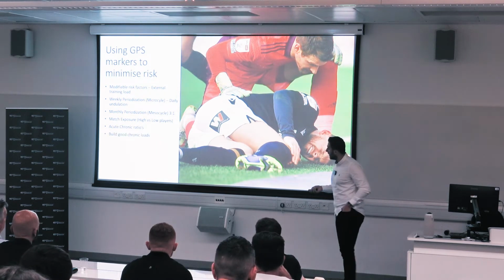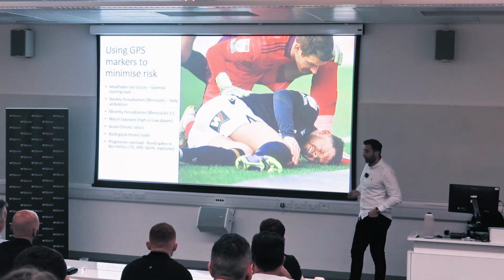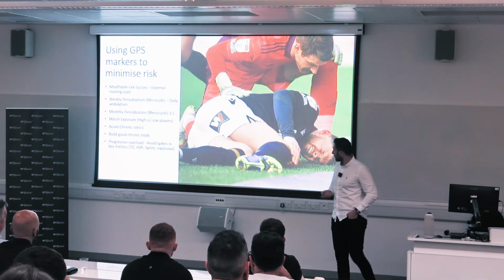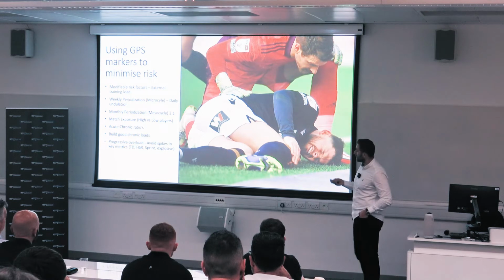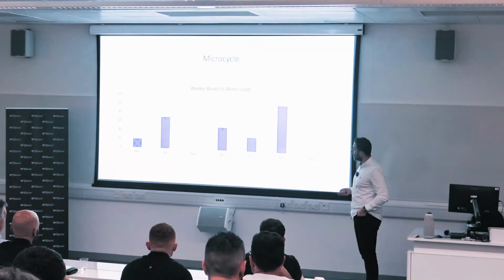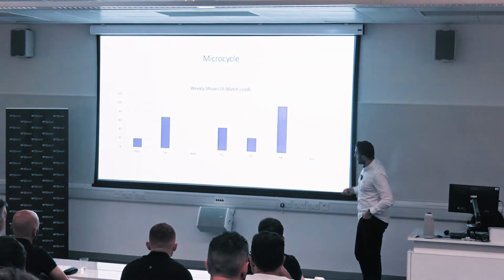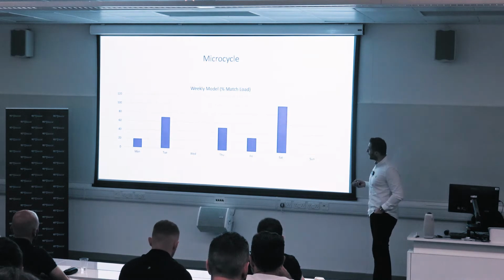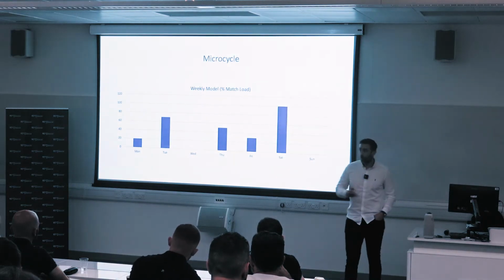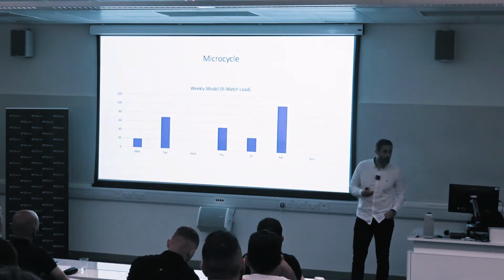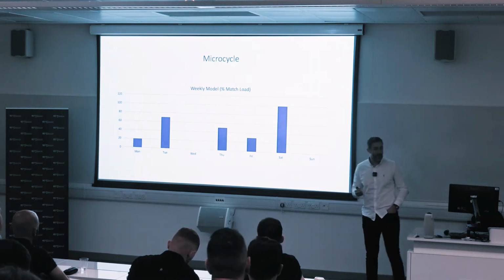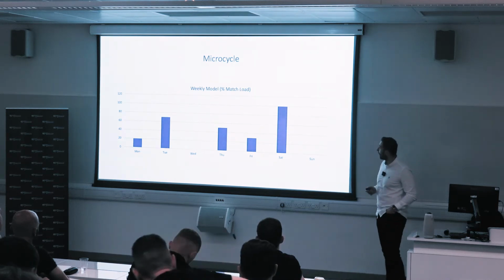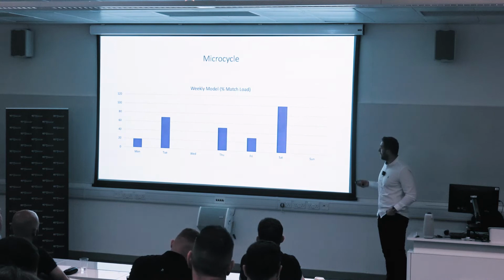Again, acute:chronic in there. And then obviously your key principles across the season, or microcycle, mesocycle, of progressive overload, just to avoid any spikes in there. So this is a microcycle that we tend to use. I don't think there's any right or wrong. We've tried different cycles within the squads. At different clubs I've used different methods. I generally don't think there's a right or wrong method in terms of your weekly loading.